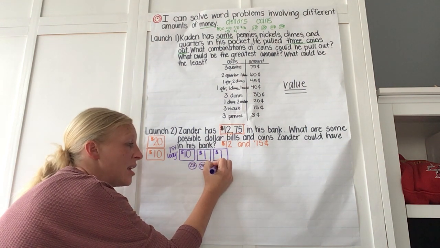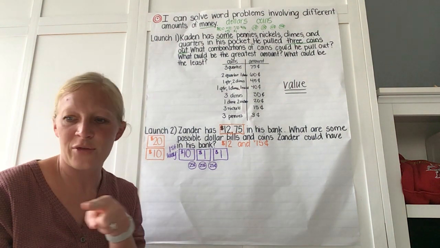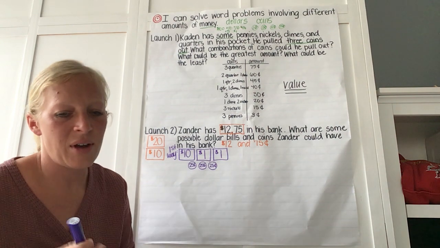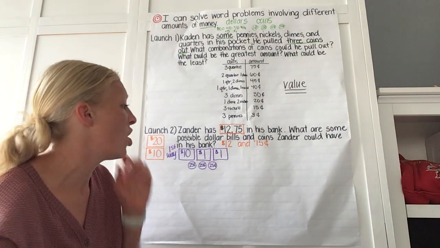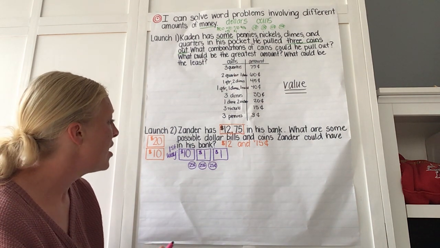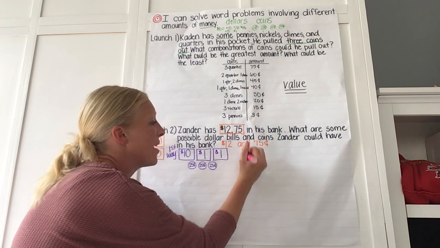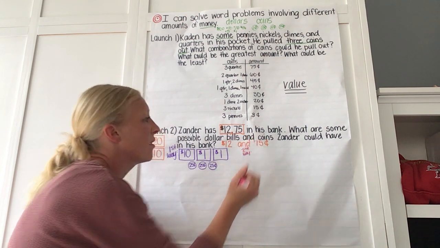We spend a lot of time thinking about that, haven't we? What do you guys think? Agree, disagree? A few friends had that same one. Okay, what's another way we could show this amount, $12.75, that Xander has in his bank? Okay.